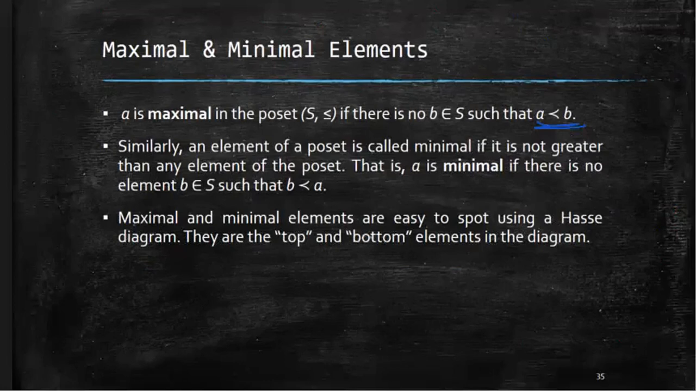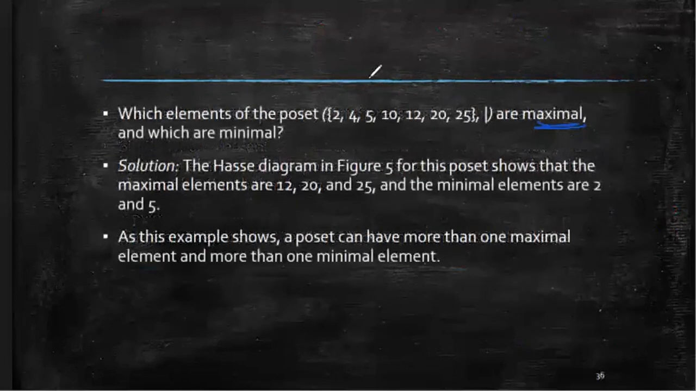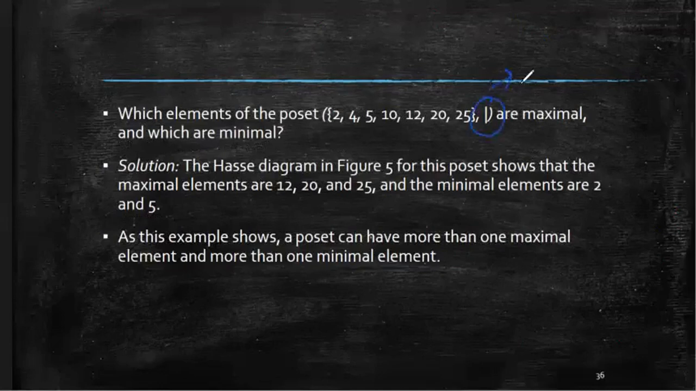Now let's see an example. Which elements of the poset 2, 4, 5, 10, 12, 20, 25, where this symbol denotes A divides B, what we have taken in the last diagram, are maximal and which are minimal? Let's see the solution for the same.